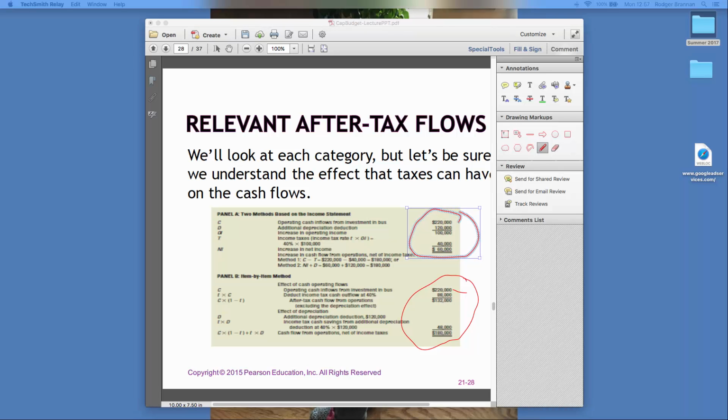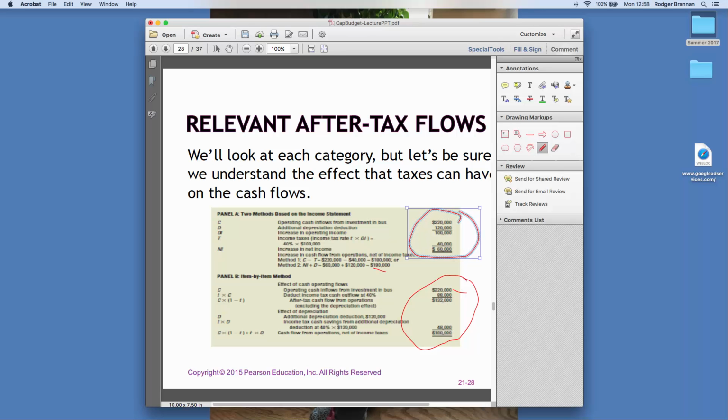All right, sorry about that. But depreciation does shield a certain amount of my income from taxation. So out of that $220,000 of income, only $100,000 is subject to tax. Pay my $40,000 for it. That's it. In terms of cash flows, I only have $220,000 coming in, $40,000 going out. My net cash flows are $180,000.